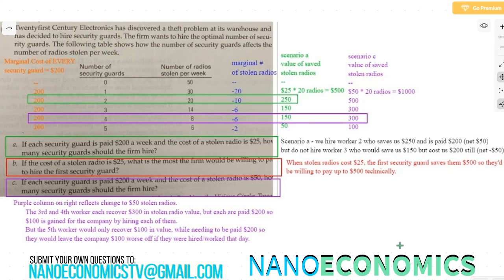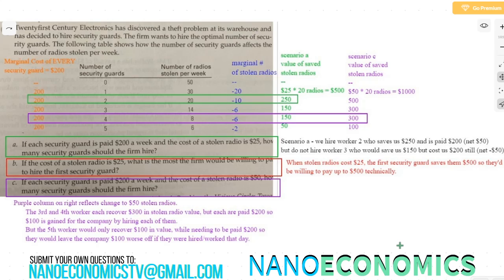In scenario B, if the cost of a stolen radio is $25, what is the most a firm would be willing to pay to hire the first security guard? The first security guard saves us 20 stolen radios. So by preventing 20 radios from being stolen times $25, we would be willing to pay a maximum of $500, because that's how much they would save us.